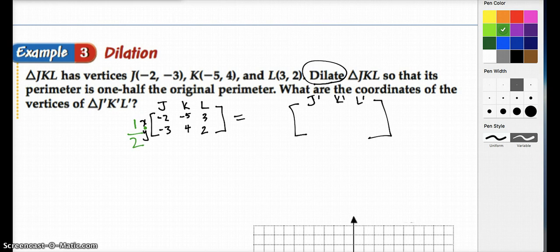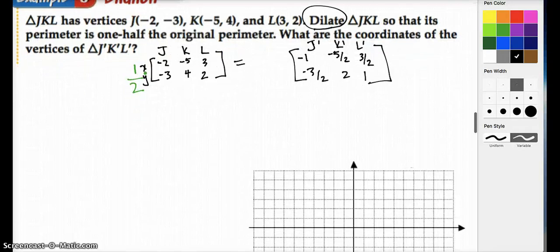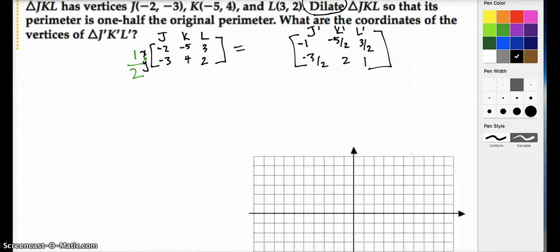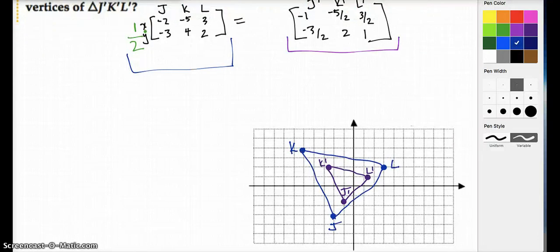And when I do that, I'm going to multiply by the scalar 1/2, which means to multiply each thing inside of the matrix by 1/2. And so I end up with the following matrix here. And so now we're just going to graph it and check out how the original relates to the image. And in the graph below here, we have the resultant pre-image and image.